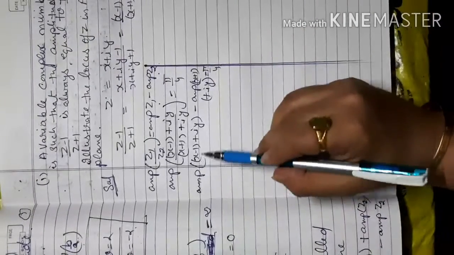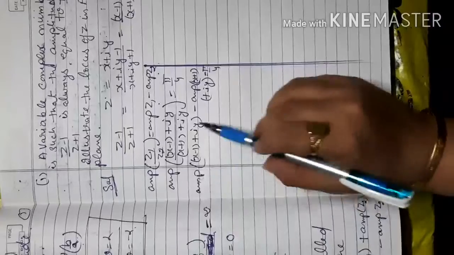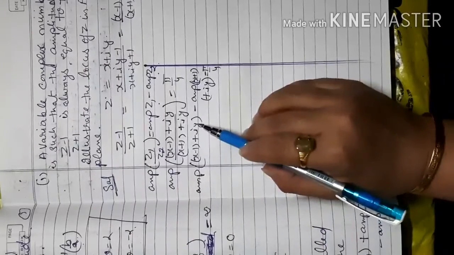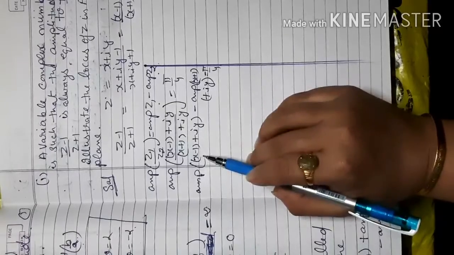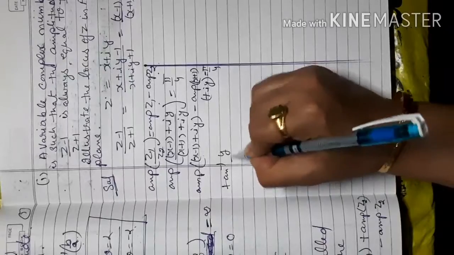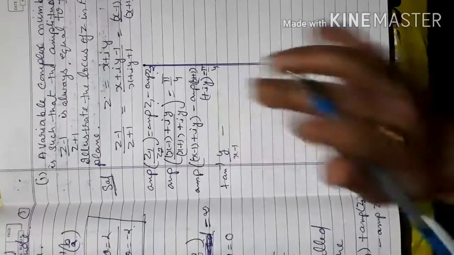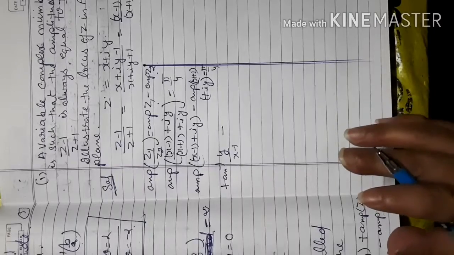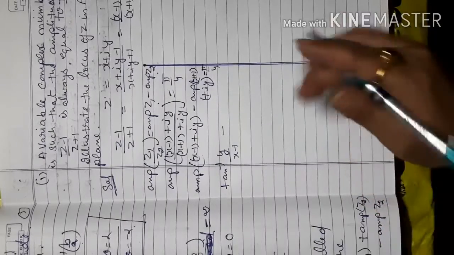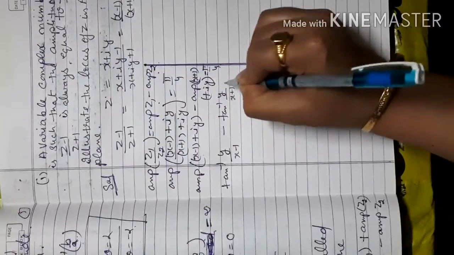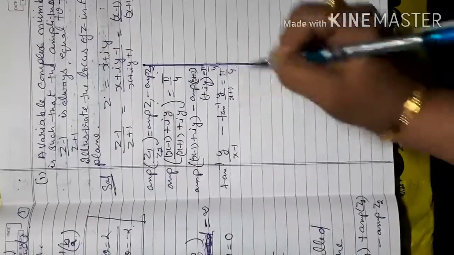Now when I open this, according to the amplitude of any complex number, it is tan inverse of imaginary part upon real part. So that will be tan inverse y upon x minus 1, because we ignore i here, since we only pick the imaginary part in the numerator and the real part in the denominator. Here also, minus tan inverse y upon x plus 1 is equal to pi by 4.